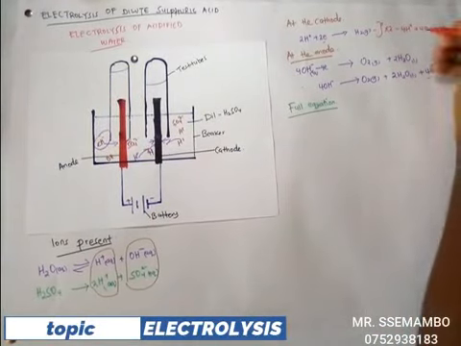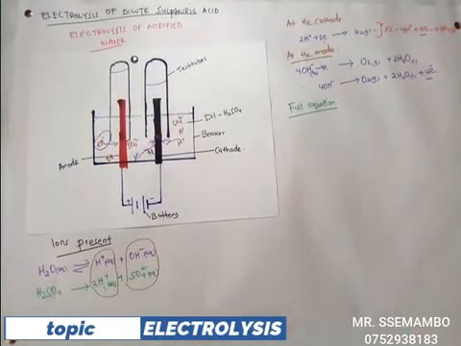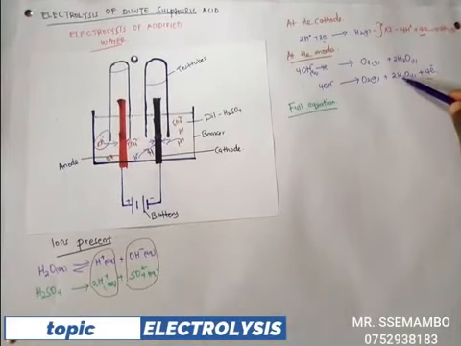So you can see that the number of electrons in the first equation is equal to the number of electrons in the second equation. At the end, you can easily write the full equation by adding our new equation plus the equation at the anode.